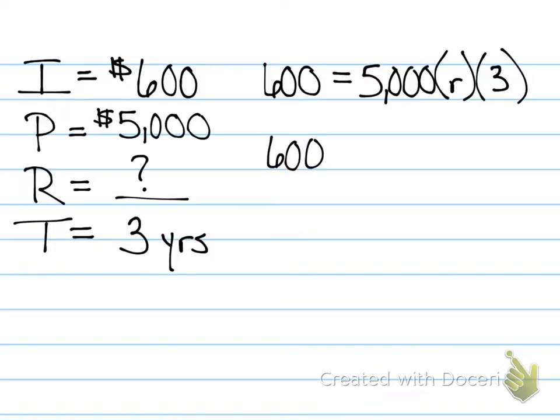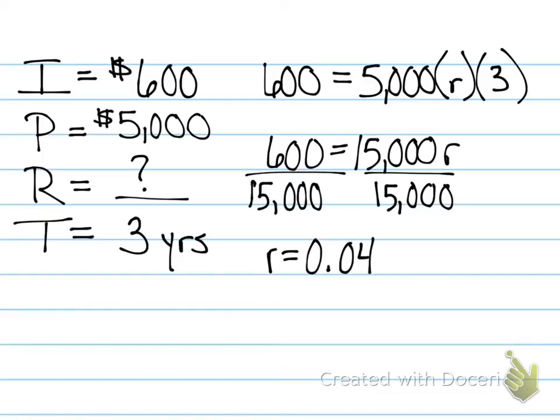Then 5,000 times 3 is 15,000. When you divide 600 divided by 15,000, what do you get? No, 600 divided by 15,000, not the other way around. 0.04, 4%. And that's how you solve. If you understand that, it's everything you need to know for your test tomorrow.